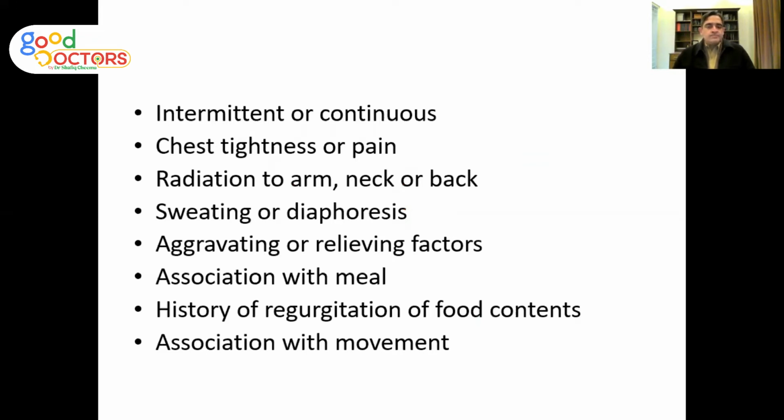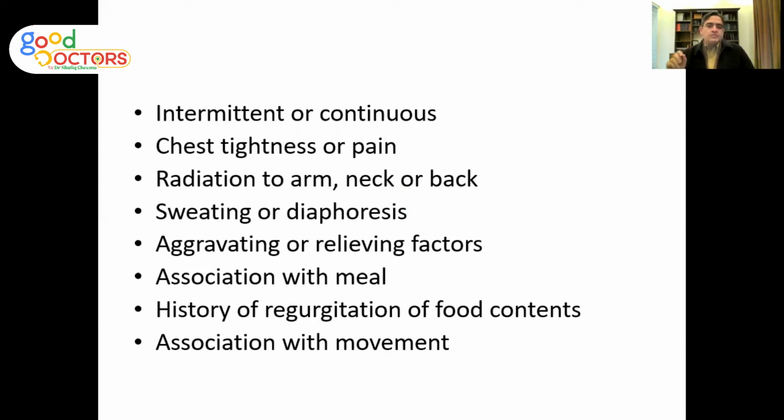I'm going to ask whether the pain is intermittent or continuous. Is it a tightness, chest tightness, or a pain? Does it radiate to the arm, neck, or back? Is there any associated sweating or diaphoresis? I'm also going to inquire about aggravating and relieving factors. Is there any association of this pain with meals? Is there any history of regurgitation of food contents? And obviously, I'm going to ask about exertion leading to aggravation of the pain.